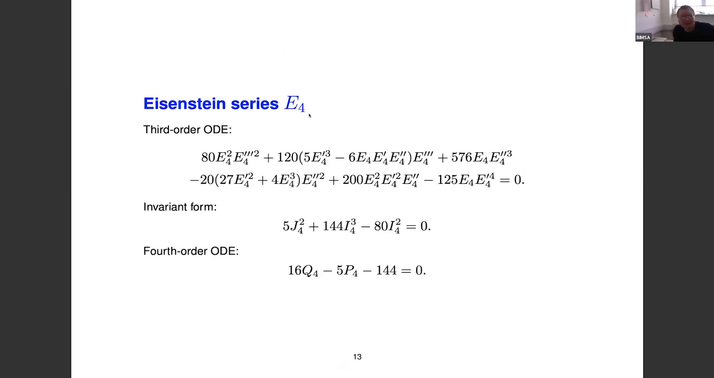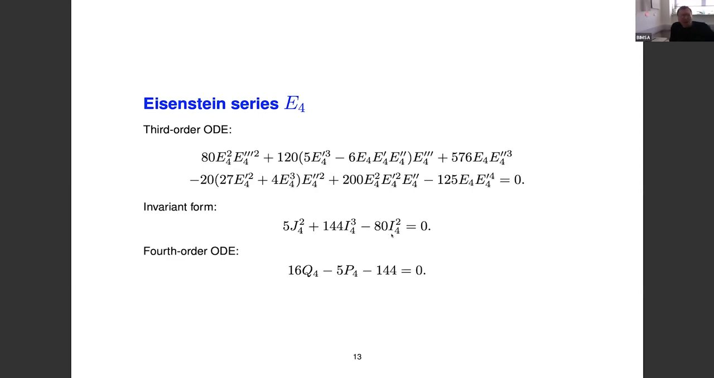Remember the Eisenstein series E4. It satisfies the following fourth order ODE, which is SL2R invariant, all right? This is the fourth order ODE. And this is the invariant form, the same ODE written in terms of invariants I4, J4, where the subscript 4 means weight 4. These are SL2R invariants of weight 4, all right? So as you see, it is quite a simple expression in terms of the invariants. And this defines, by the way, the equation of a singular elliptic curve. It's a nodal cubic, because there is a double root in this polynomial, right?